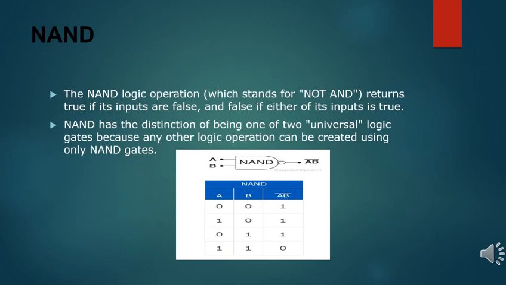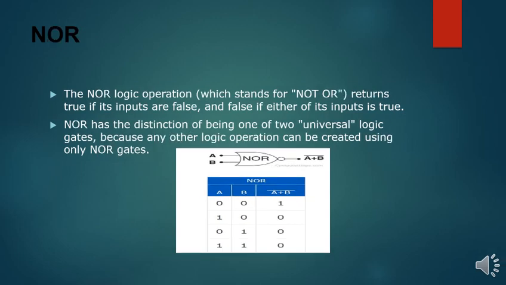The next gate is NAND. The NAND logic operation, which stands for not and, returns true if its inputs are false and false if either of its inputs is true. NAND has the distinction of being one of two universal logic gates because any other logic operation can be created using only NAND gates.